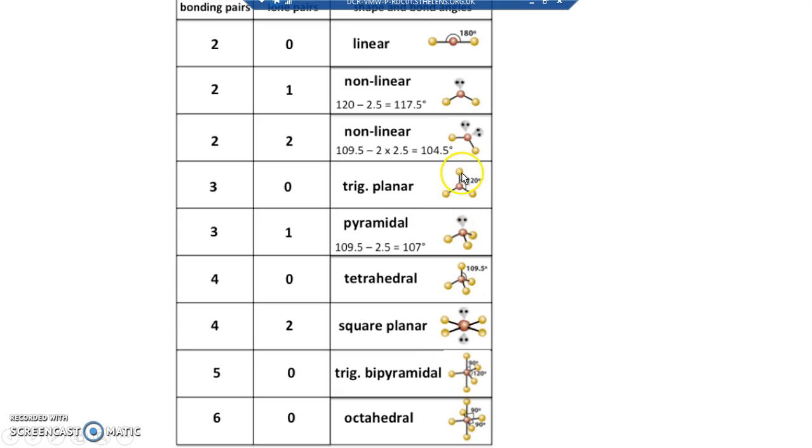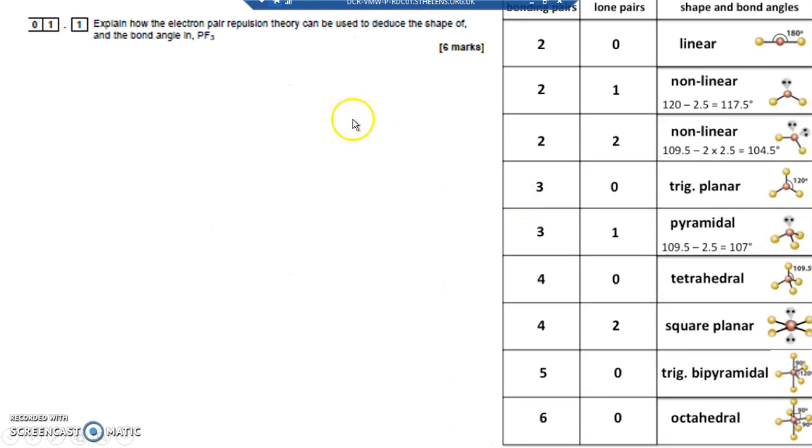And then you can get other ones as well, so non-linear, so something with, say for example, 4 electrons in its outer shell bonding to 2 other atoms, then we'd end up with this kind of shape. And in that case, you would have something like trigonal planar, but one of the bonding pairs is replaced by a lone pair, and so instead of 120, you subtract 2.5, and it comes out as 117.5, and that's called V-shaped again, or bent.